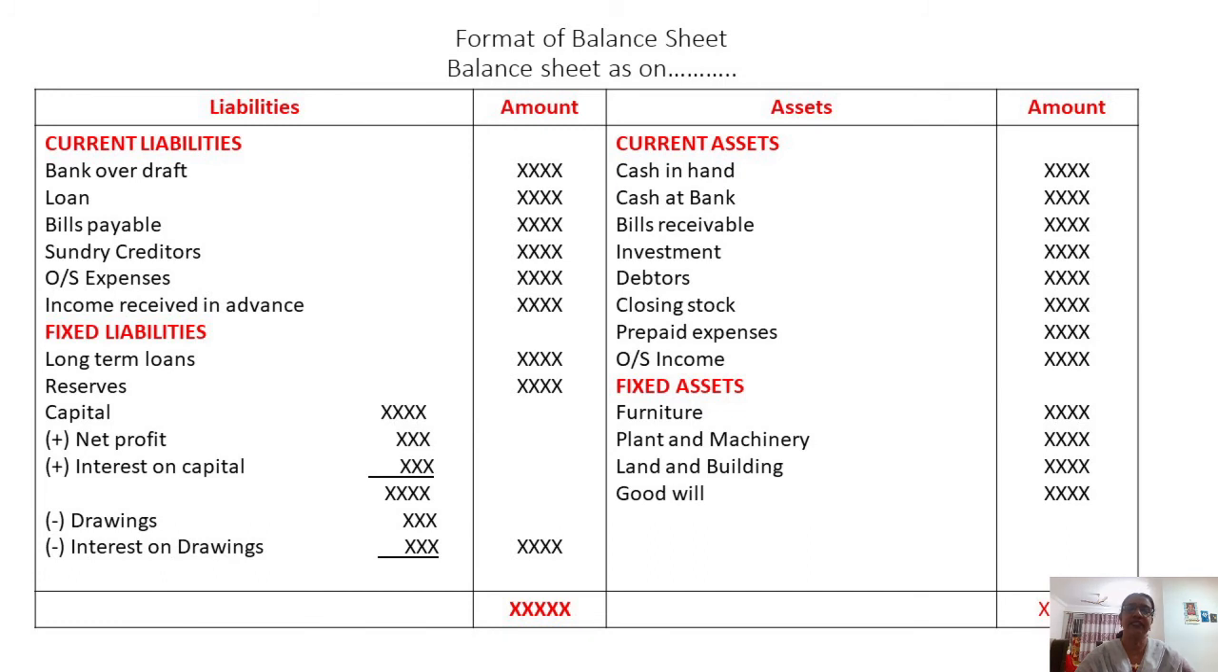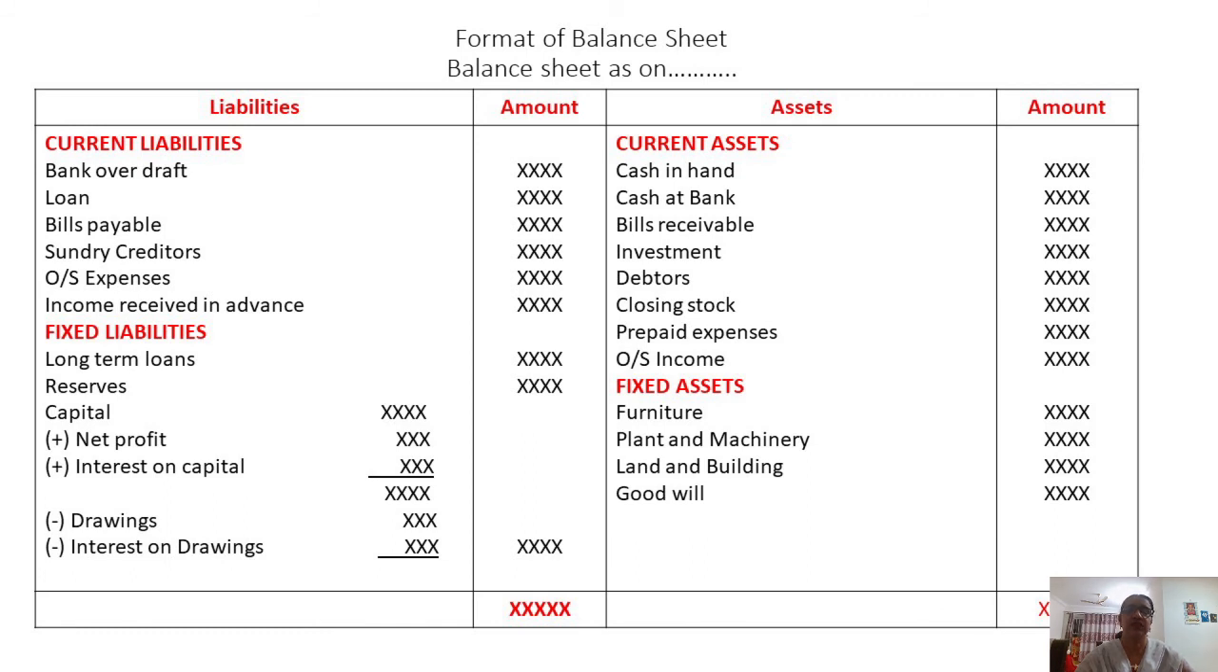Then bills receivable means you have a bill, on that you need to receive money. Anytime you can convert this bill into cash, that is why it is considered as a current asset. Then investment, anytime your investment can be converted into cash, that is also an asset. Debtors means from whom you are receiving money. I mean the person who owes money to the business, you have to receive money from this person. That person is called a debtor.